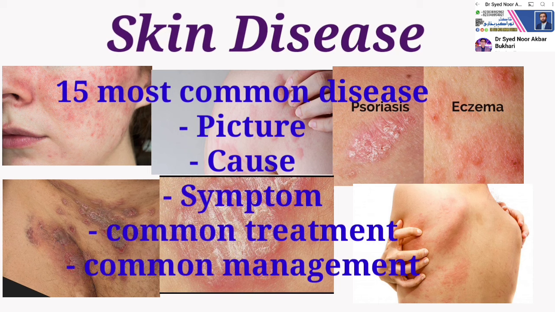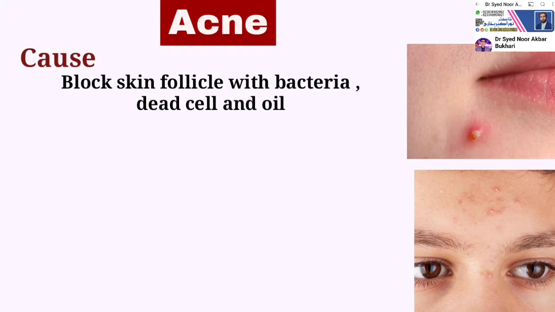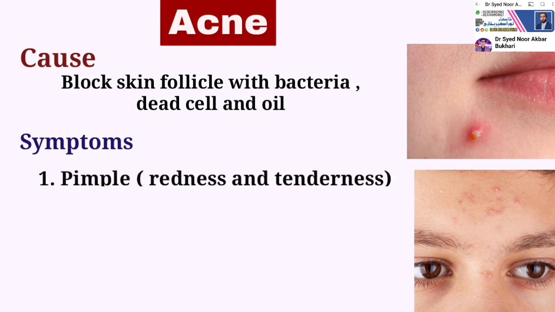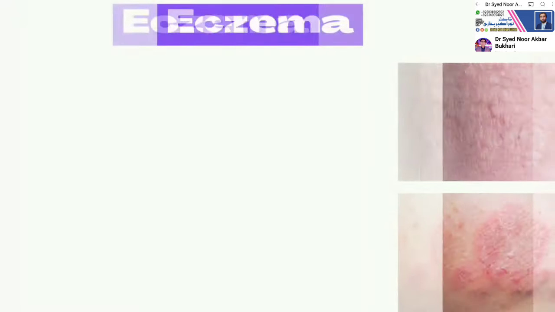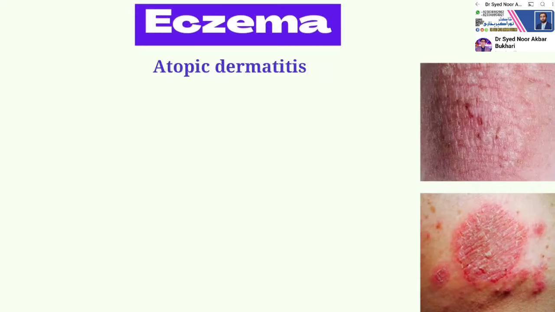Today we are discussing skin diseases. We are discussing pictures, causes, symptoms and common treatment of all those skin diseases. First of all, we are going to discuss acne, which is caused by bacterial infection. In acne, papules, pustules and nodules form over the face, over the chin and over the forehead. It is one of the most common skin diseases happening all over the world.